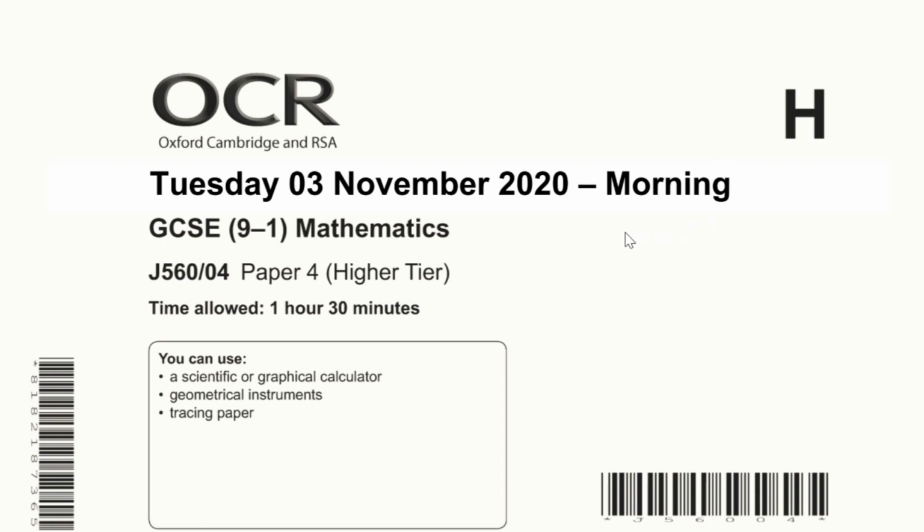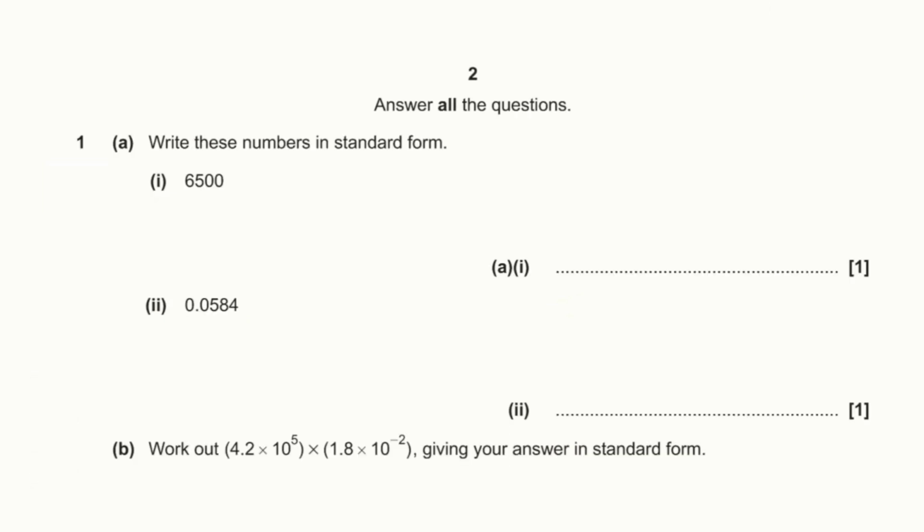This is the OCR GCSE 9-1 Maths Higher Paper 4 from the November 2020 series, and this paper is a calculator paper. Question number 1 for part A. We have to write these numbers in standard form.